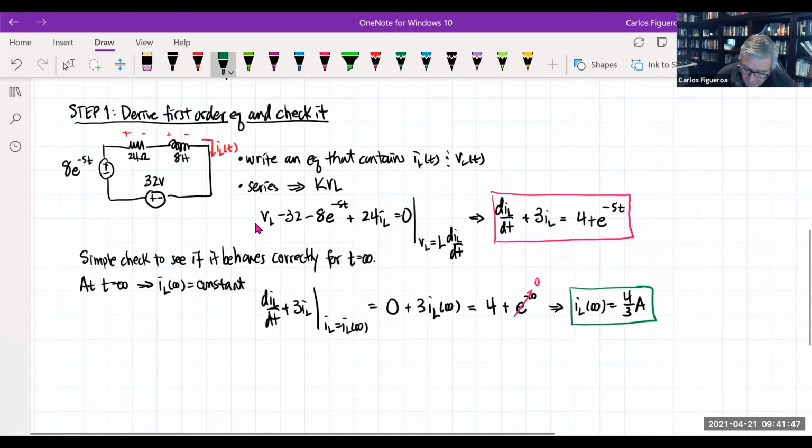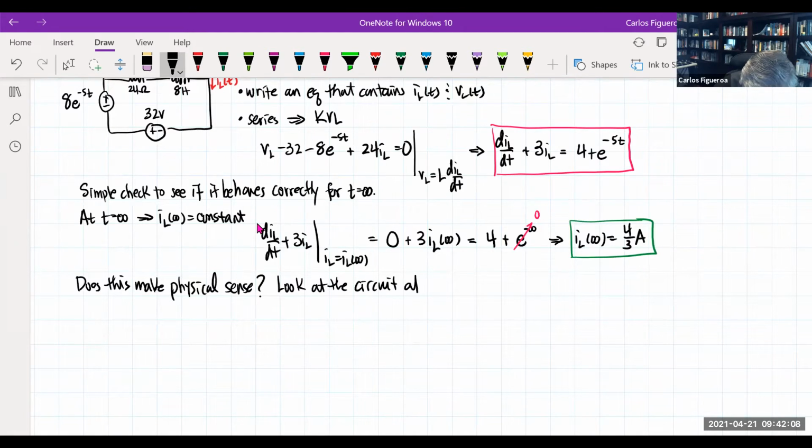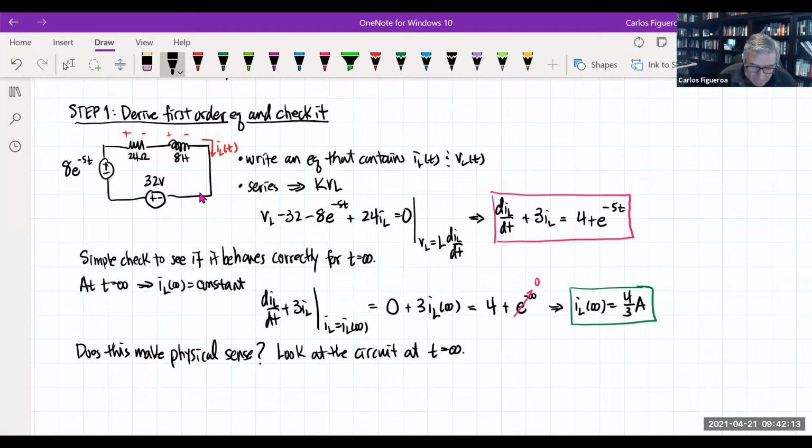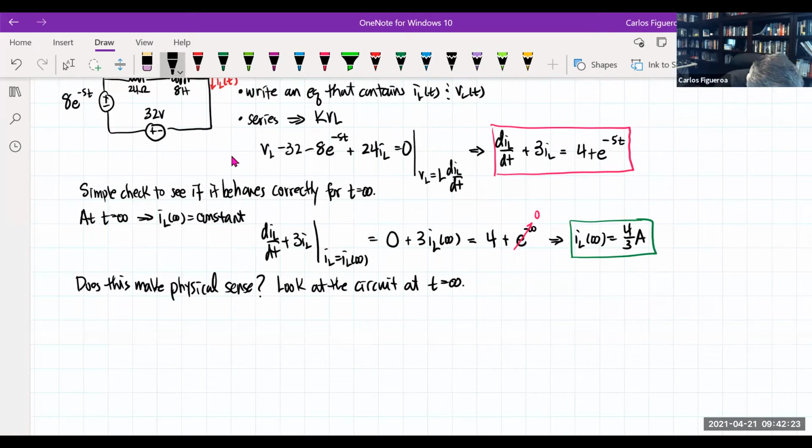So what I want to do now is see, does this make physical sense? What I do now is look at the circuit at t equal to infinity. So let's go look at the circuit. At t equal to infinity, what do I find? I find that the exponential source has gone to 0. My inductor has become a short. So when I look at the circuit here, I'm seeing that I have this.